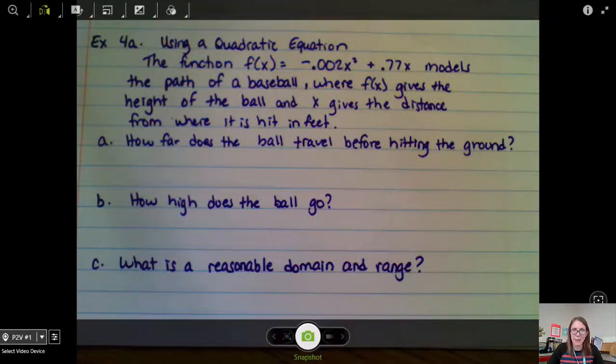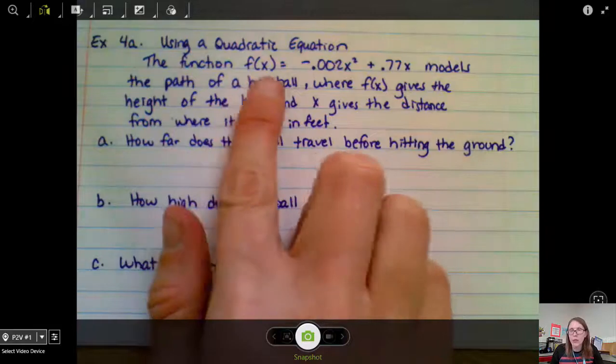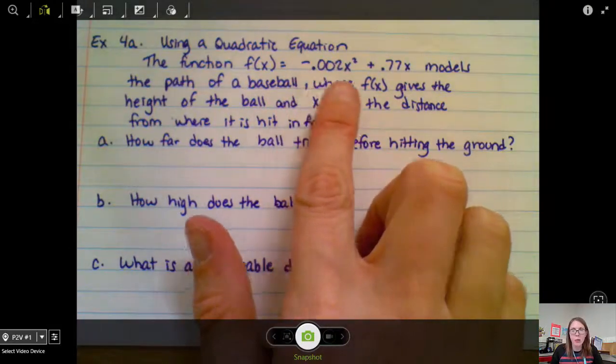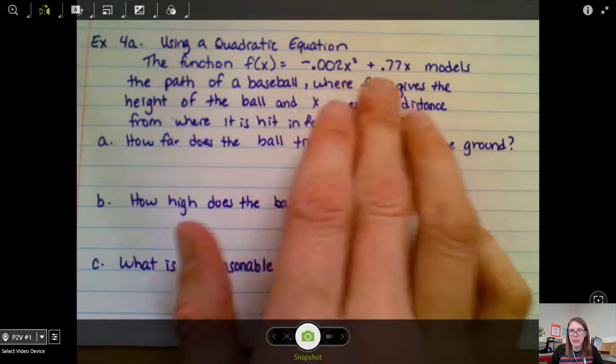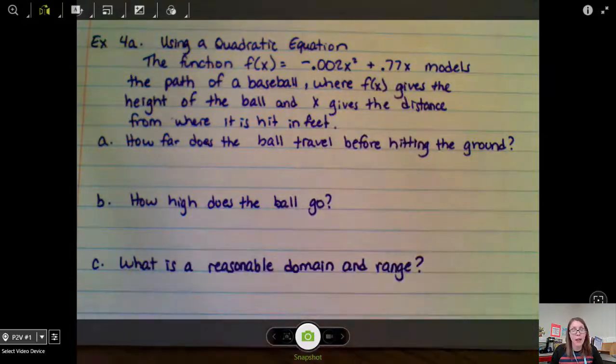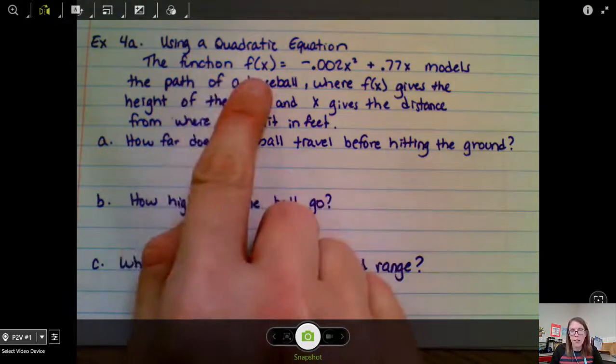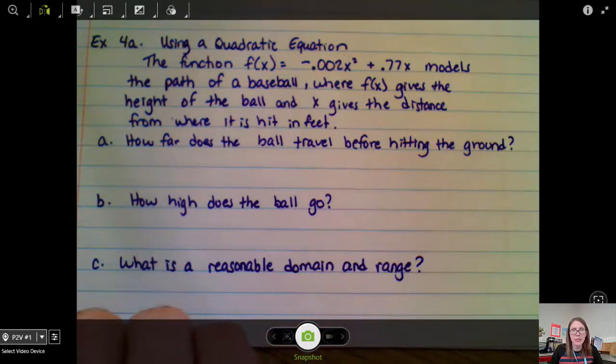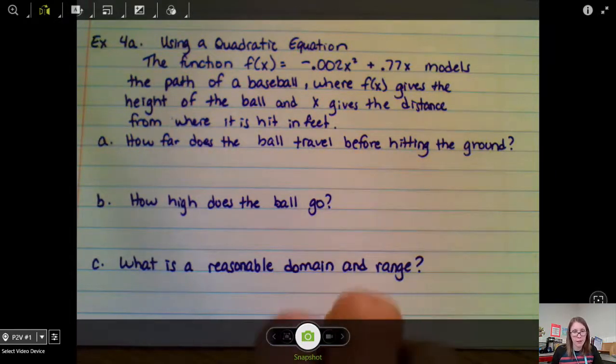All right, let's look at an application of a quadratic equation. This function, f of x equals negative 0.002x squared plus 0.77x, models the path of a baseball, where f of x gives the height of the ball and x gives the distance from where the ball is hit in feet. So 3 questions here. Part A, how far does the ball travel before hitting the ground?